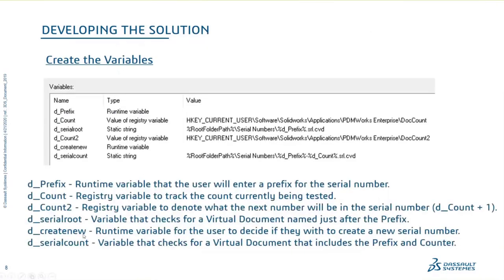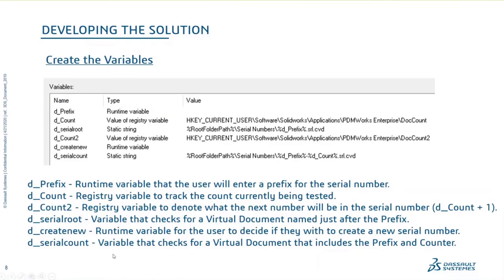So then we have this create new. This one is, if it doesn't find the prefix, we're going to give the user the option to create a new serial number or to not create one. So maybe they typed in the prefix wrong and they just want to redo it. Then they have the option to say no, and it's not going to create that serial number.